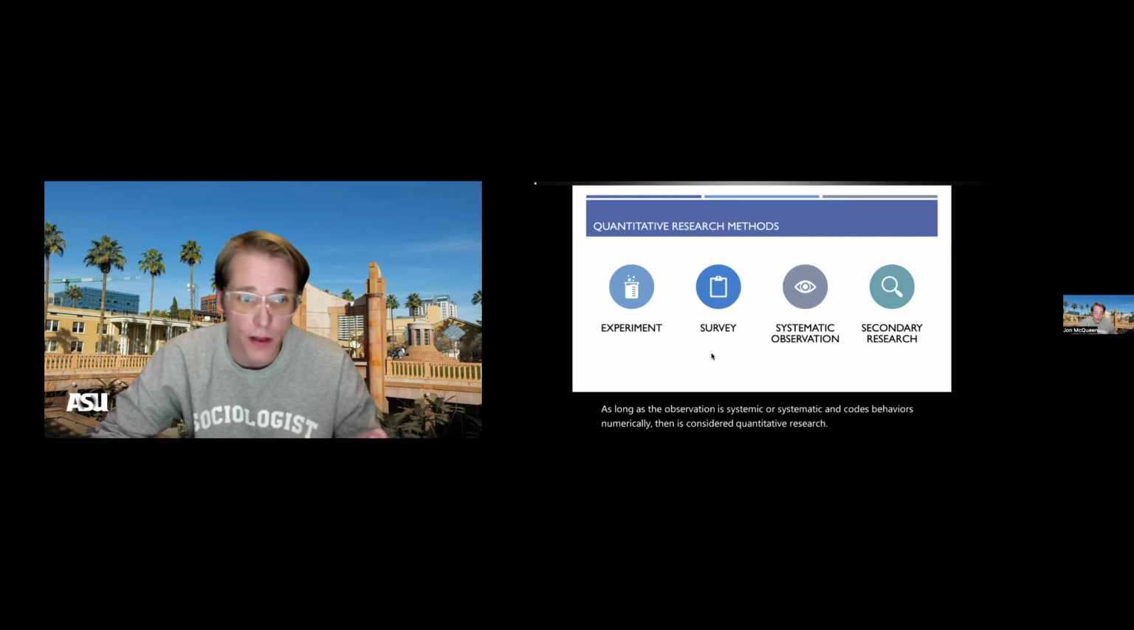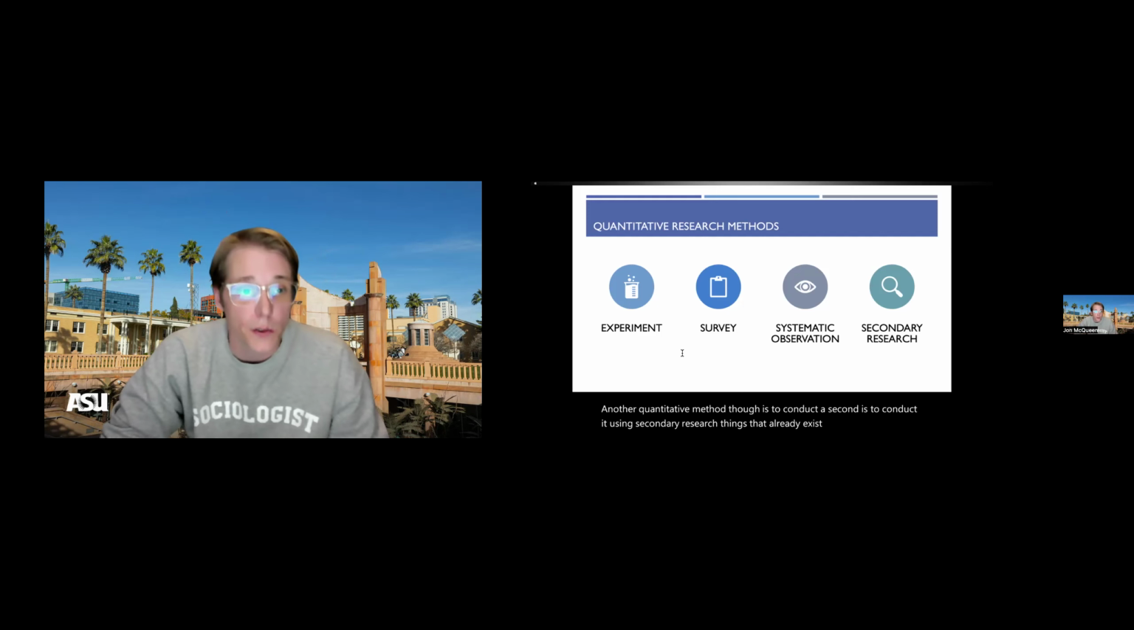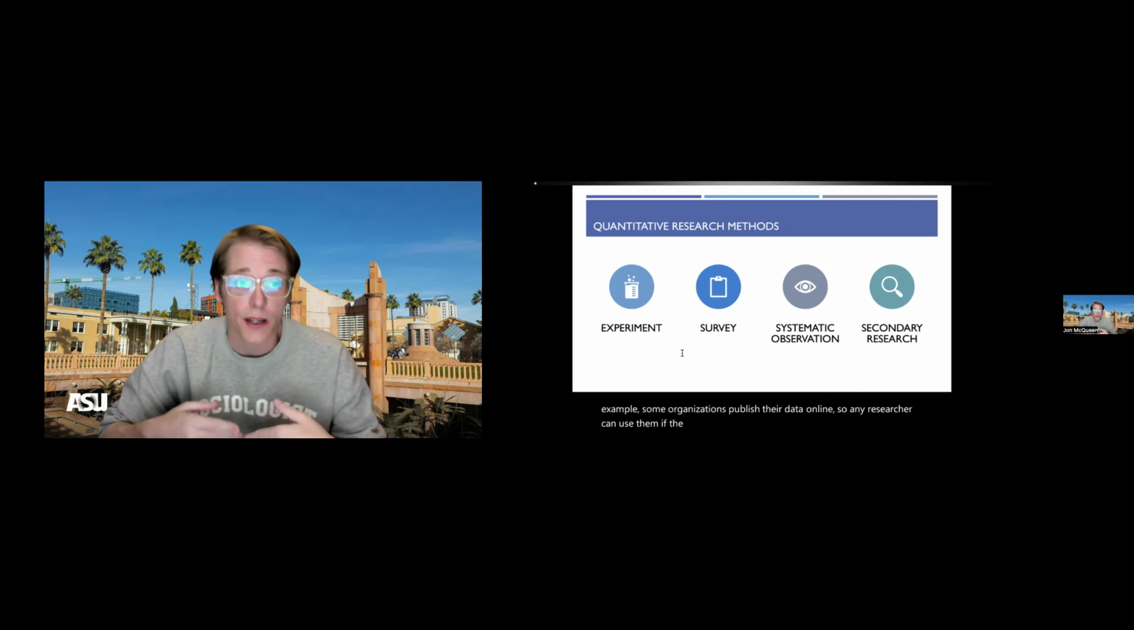Another quantitative method, though, is to conduct it using secondary research, things that already exist. Secondary research is when data is used that had been collected for other purposes. For example, some organizations publish their data online, so any researcher can use them. If the data being used as secondary research is numerical, then that research is considered quantitative.